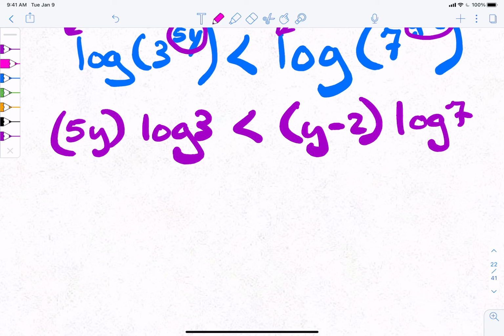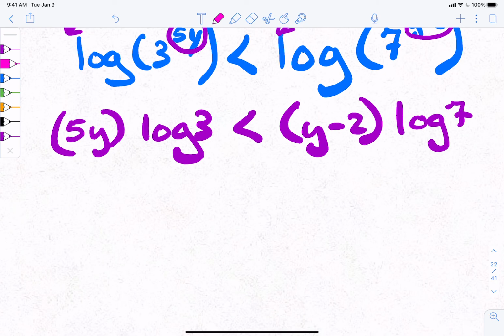To do this, the easiest thing to do here is let's divide by log 3. Kyle wants to do that. You could, but I don't know. Let's do it this way, and then I'll go back and show you what Kyle wants to do.